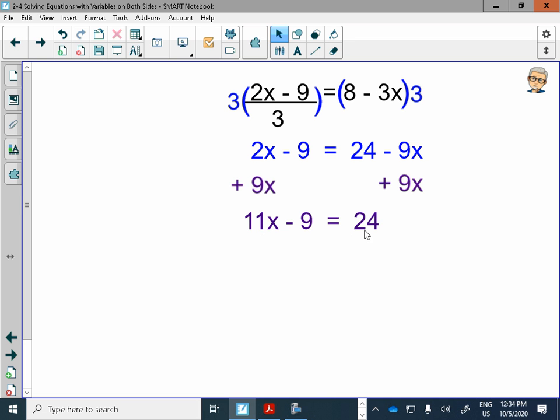Two-step equation now, so let's undo this subtraction. Instead of subtracting 9, we're going to add 9 to both sides. That will eliminate the 9's on this side, leave us with 11x, and 24 plus 9 is equal to 33. So we have 11x is equal to 33. To finish isolating x, we need to divide both sides by 11. That'll cancel out, leaving us with x on this side. 33 divided by 11 is 3, so we end up with x is equal to 3.